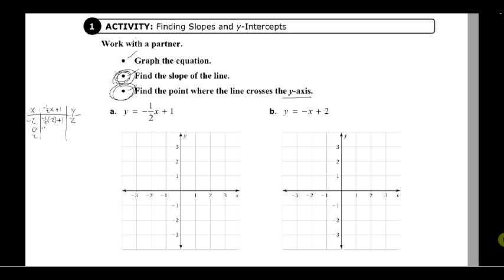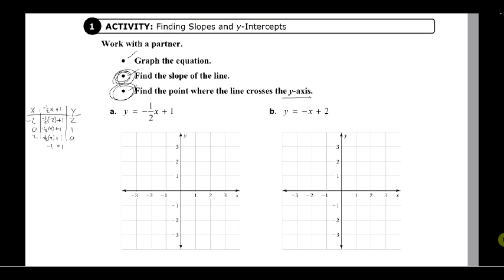If we plug in 0 for x, negative 1/2 times 0 plus 1. 0 times anything is 0, so we're just left with 1. Lastly, when we plug in 2 for x, we get negative 1/2 times 2 plus 1. 1 negative in the whole bit, so that would just end up being negative 1 plus 1, which is 0. Alright, we have our 3 points.